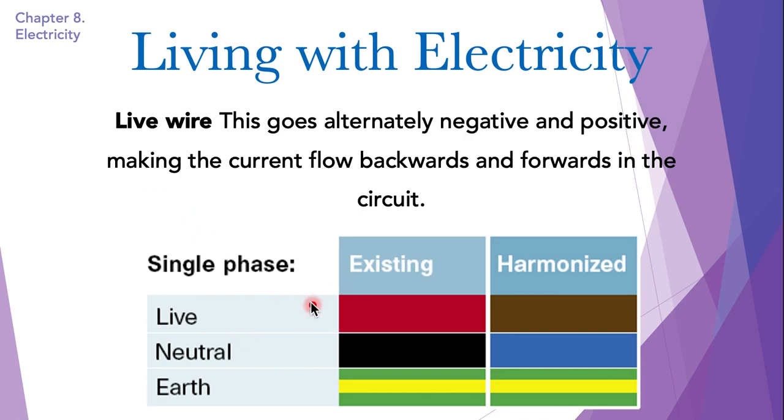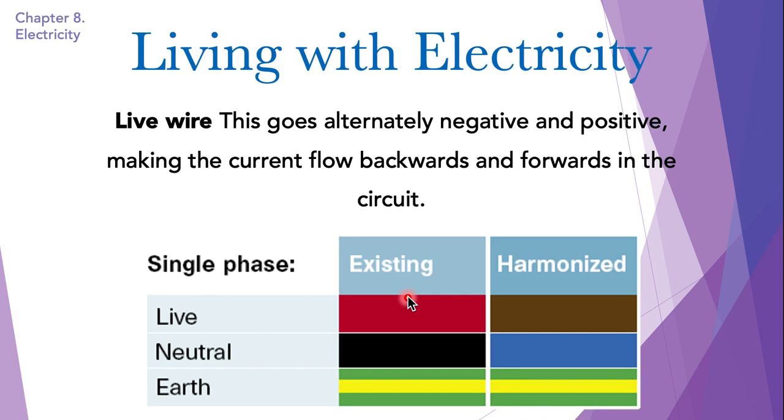So first we have the live wire. This is red in color. If it is harmonized, it gets a brownish color. It's brown color, but mostly it's red. So the live wire goes alternately negative and positive, making the current flow backwards and forwards in the circuit. That is how an alternating current is produced.